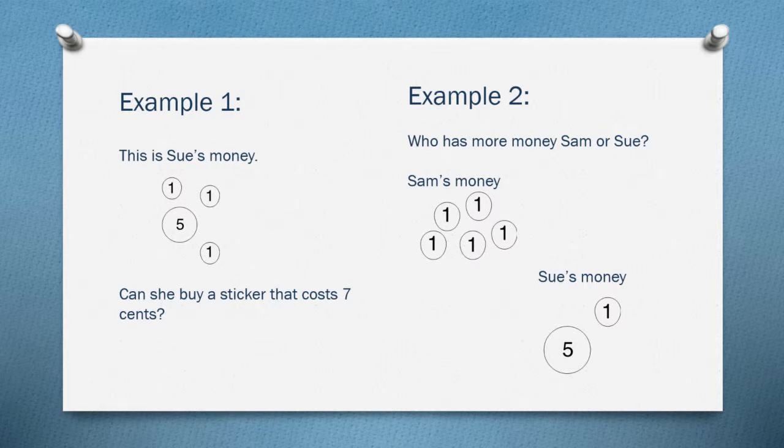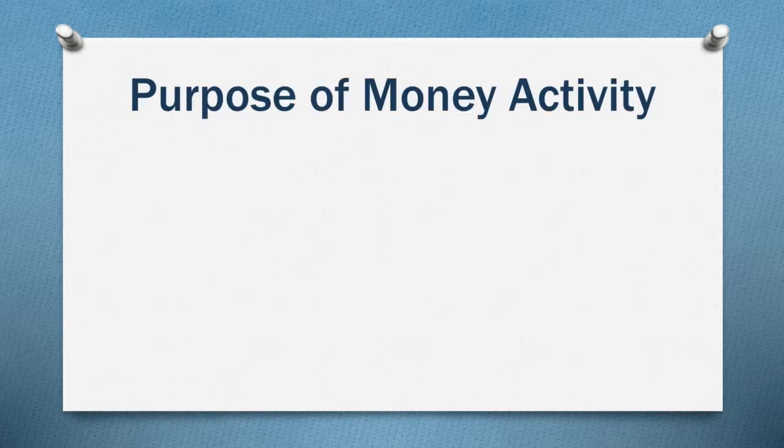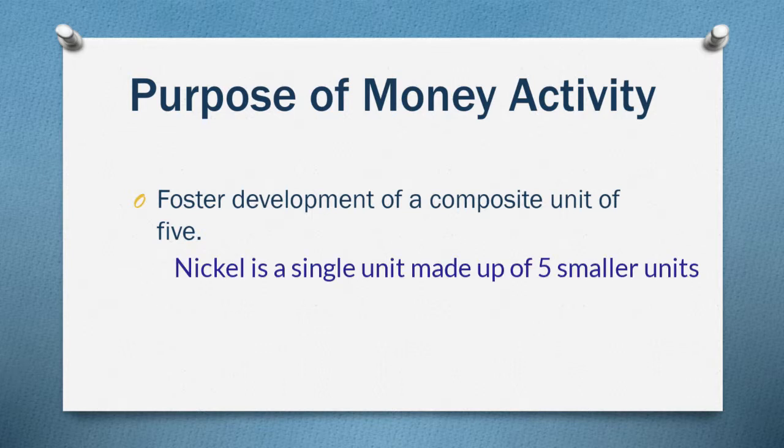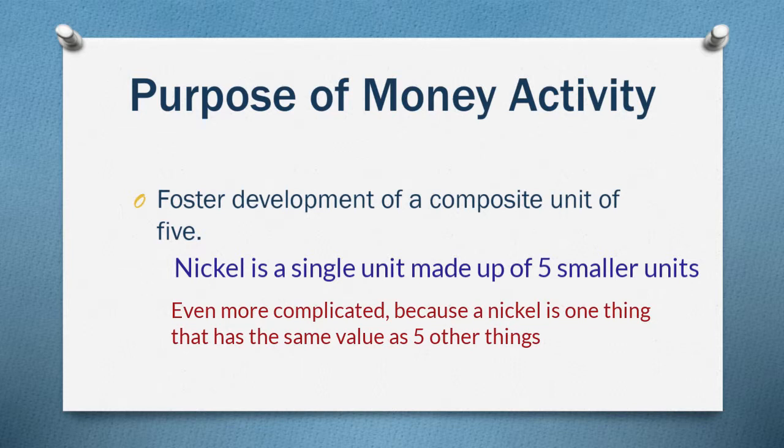What are the purposes of using a money context? Well, one important purpose is to foster the development of a composite unit of 5. Using a nickel as 5 is actually an early use of coordinating units of different rank. The nickel is a single unit that is itself made up of 5 smaller units, pennies. In actuality, the situation is even a bit more complicated because a nickel isn't made up of 5 pennies, but instead has the same value as 5 pennies. It's one thing that has the same value as 5 things of lesser value.